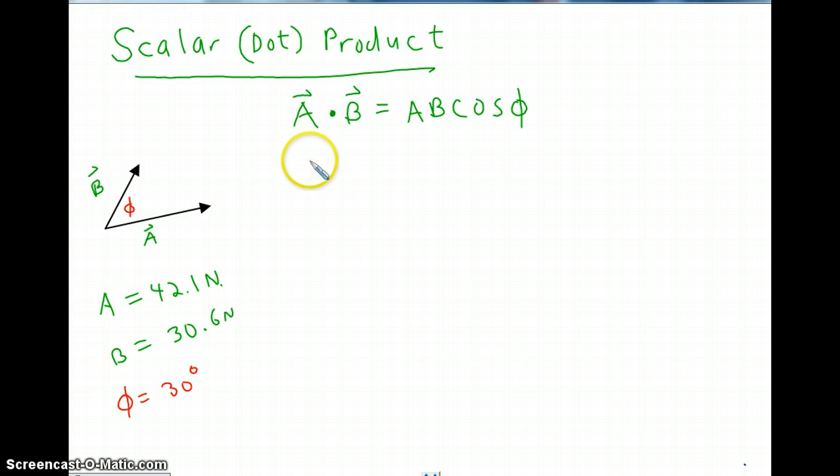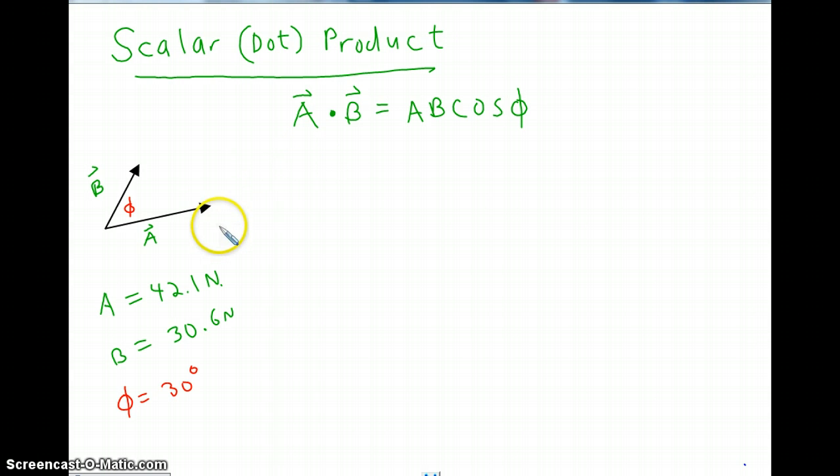The scalar product formula is A dot B, the vectors, equal to the magnitudes of A and B times the cosine of the angle, in this case phi, between the two. Now, we're only going over the general process, and this example doesn't apply to any real situation. It's just any two random vectors. But in the future, one place we will use this is when we get to a topic called work. And I may refer to that just a little bit to give you a better understanding of why in the world we would need this for any reason.